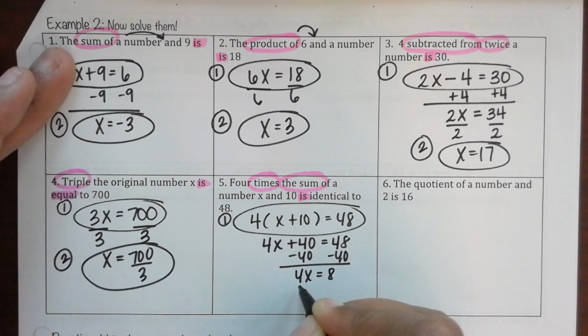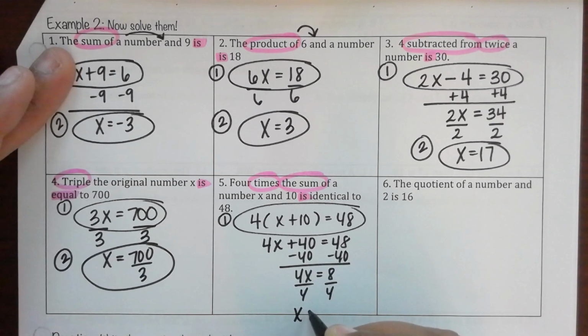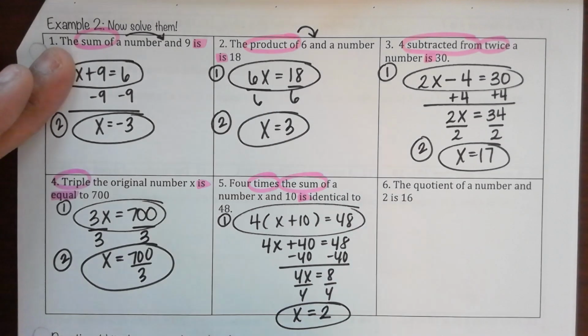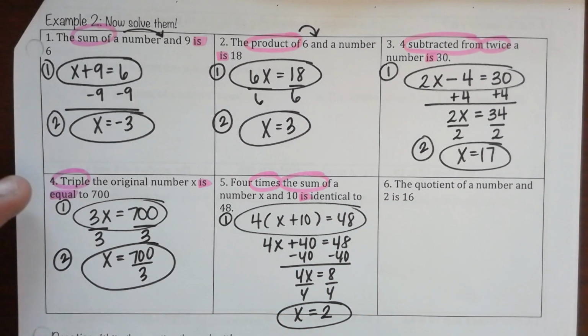What do I do from there? And that gets me? What'd you get? 8 divided by 4? 2. You did 4 divided by 8. 8 divided by 4 is 2. Everybody with me?